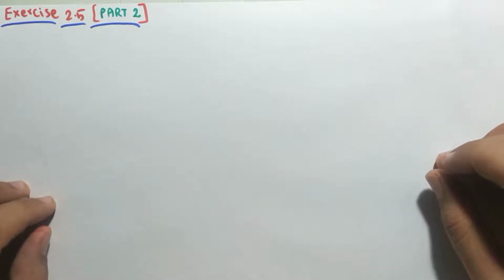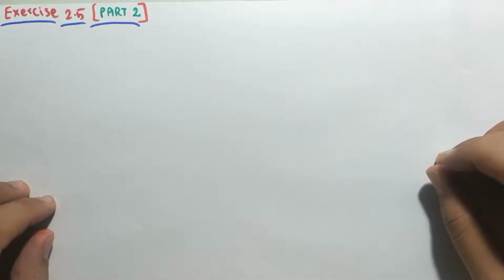Our today's topic would be the continuation of exercise 2.5 part 2. From the first part we have completed till the fifth question. So if you have not gone through that video, go through that video first and then come back to this video. Again, I have given the explanation of each and every identity in another video. The link of that video is also given in the description of this video.